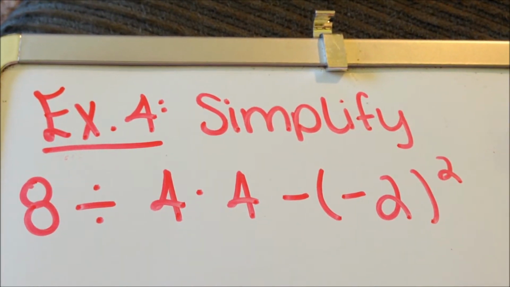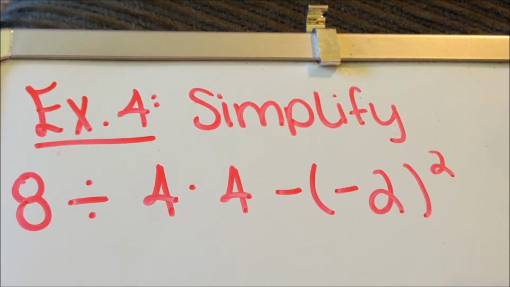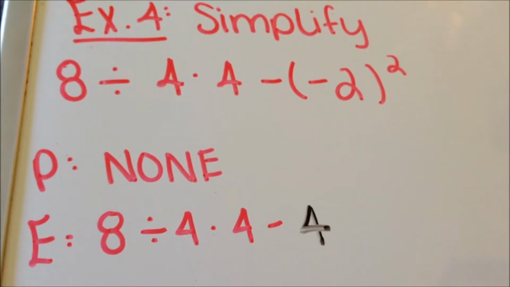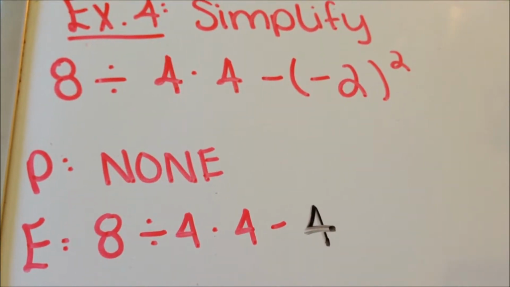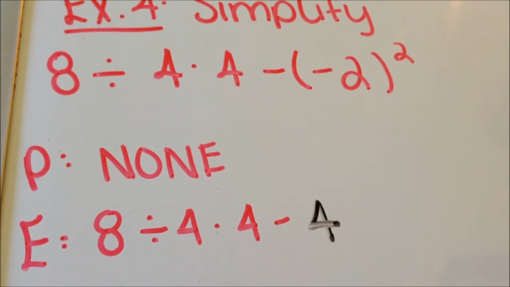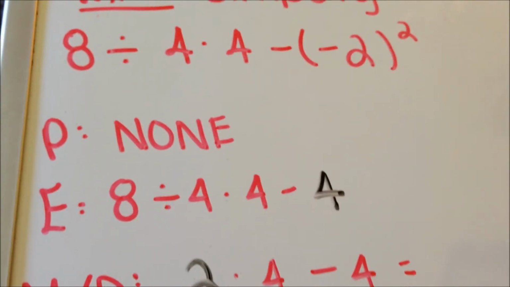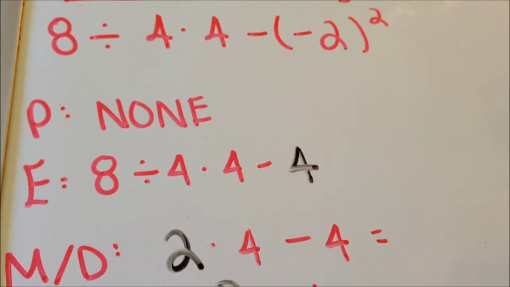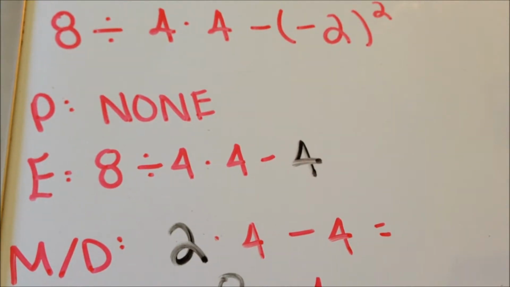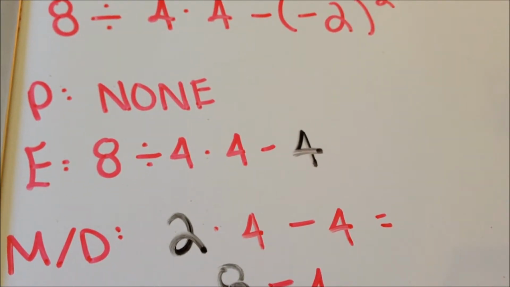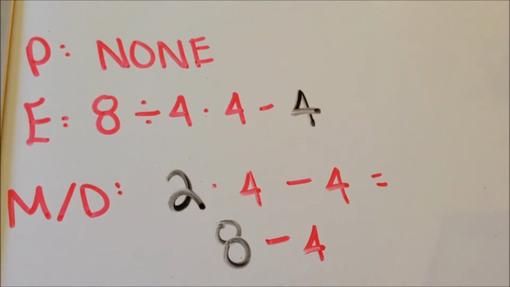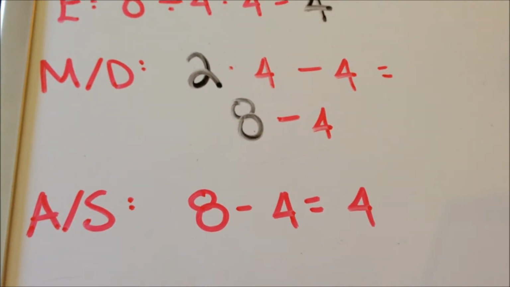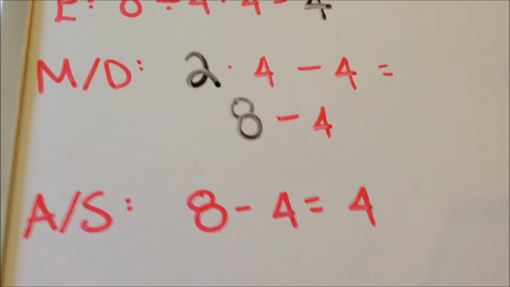Example 4. Simplify 8 divided by 4 times 4 minus negative 2 squared. No parentheses to simplify. We do have one exponent. Negative 2 times negative 2 gives us positive 4. So we have 8 divided by 4 times 4 minus 4. Multiplication division. We have a division first and a multiplication second if we look at the problem from left to right. So we have 8 divided by 4, which gives us 2. So 2 times 4 minus 4, and then 2 times 4 gives us 8. So we have 8 minus 4. Finally, addition and subtraction. 8 minus 4 gives us a final answer of 4.